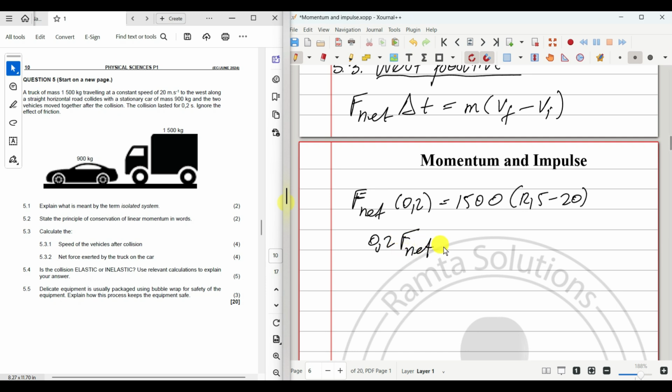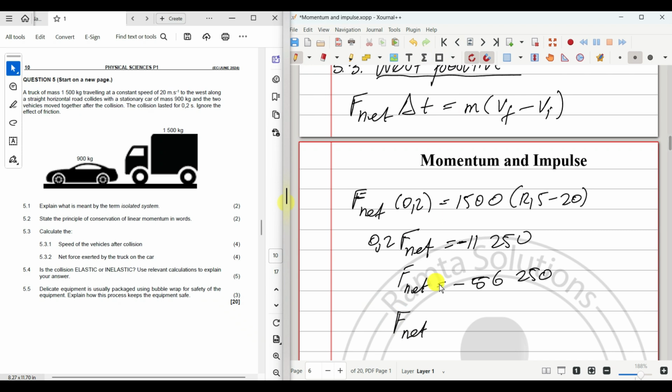F sub net is equal to 1500 multiplied by 7.5. So this is 11,250. Now this divided by 0.2, and by the way, it's minus, right? So what is this? This is 56,250 newtons. I forgot the minus there. It's negative 56,250.